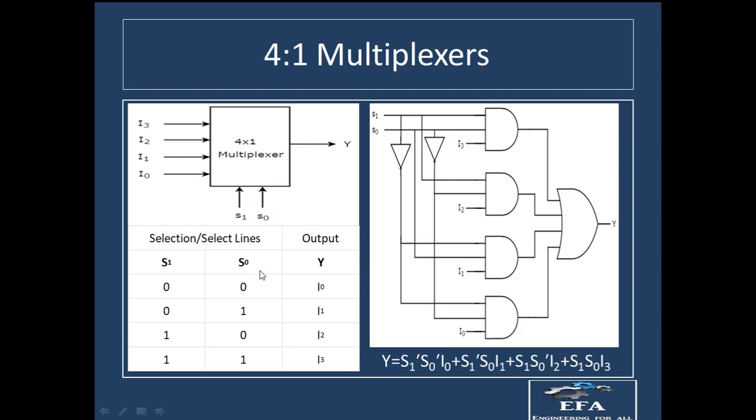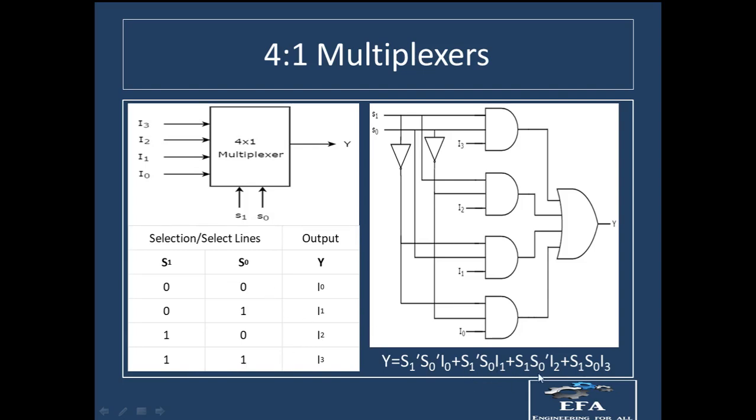So if we have to guess the Boolean expression out of it, how can we do that? Y equals S1 complement S naught complement into I naught, plus S1 complement S naught into I1, after that S1 S naught complement I2, then S1 S naught and I3. So this is the Boolean expression we can derive from this truth table.